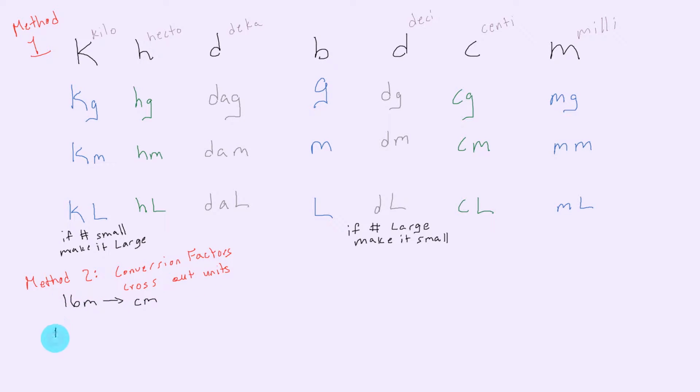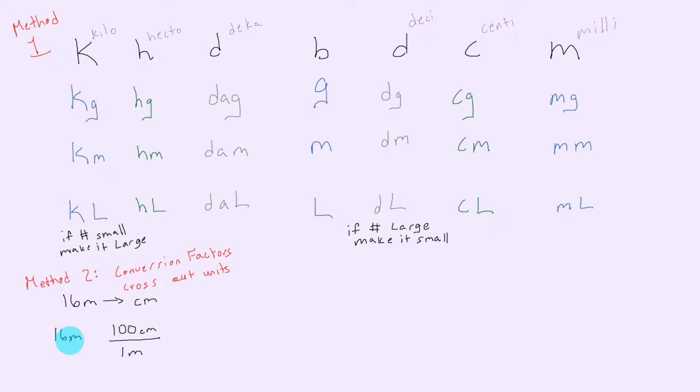So let's take 16 and bring it down so we have 16 meters here. And I want to ask myself, what do I know about centimeters? Well, I know that there are 100 centimeters in 1 meter. This ratio right here is a conversion factor. It's a fraction that's written with two different sets of units that are equal to one another. So the quantity in the numerator is the same as the quantity in the denominator. However, we have two different sets of units. And that's what a conversion factor is.